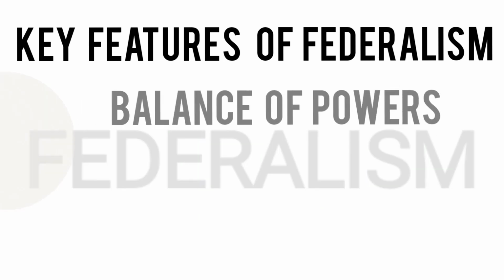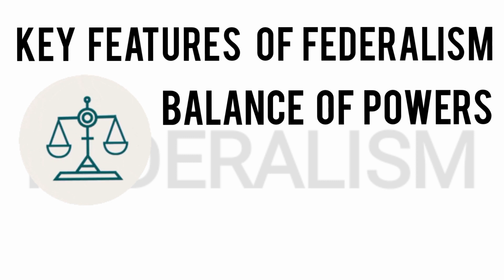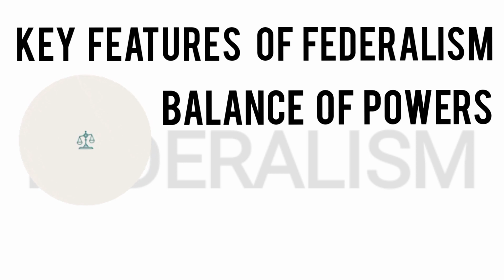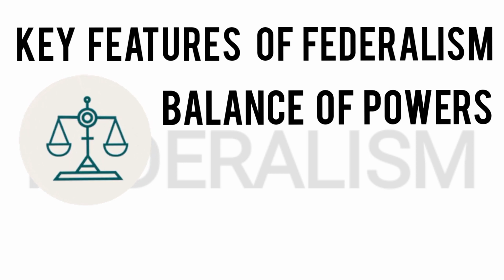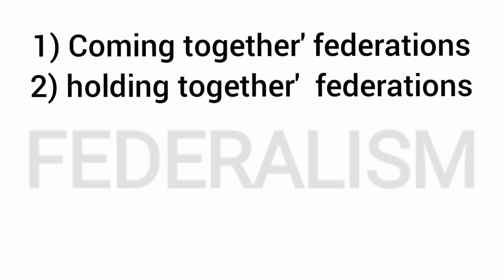Now the balance of power between the central and state government varies from one federation to other. The NCERT says that this depends on the historical context in which the federation was formed, means on which background the federation was formed. There are two kinds of routes through which federation was formed. Coming together federations, holding together federations.